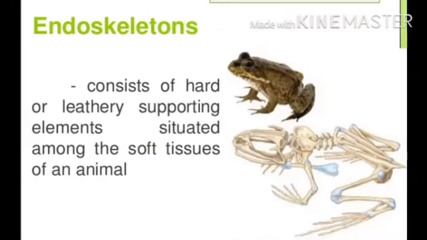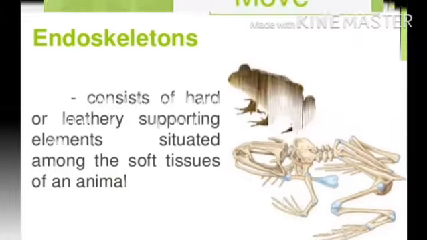Now endoskeletons. It consists of hard or leathery support elements situated among the soft tissues of an animal, like in a frog. We already read about endoskeleton and exoskeleton before. The skeleton that is inside the body and made of bones is called endoskeleton. The skeleton that is outside the body and not made of bone is called exoskeleton.